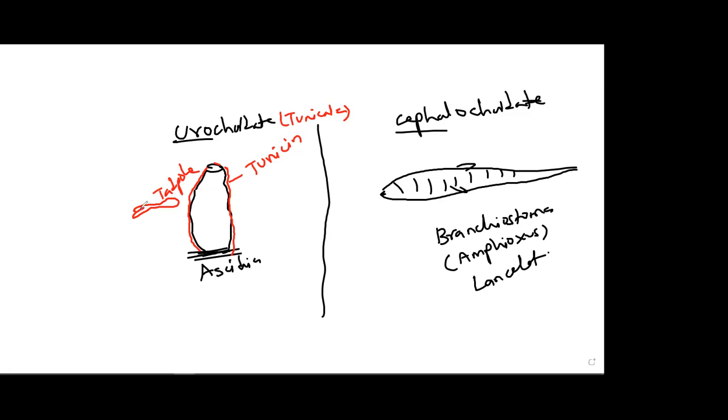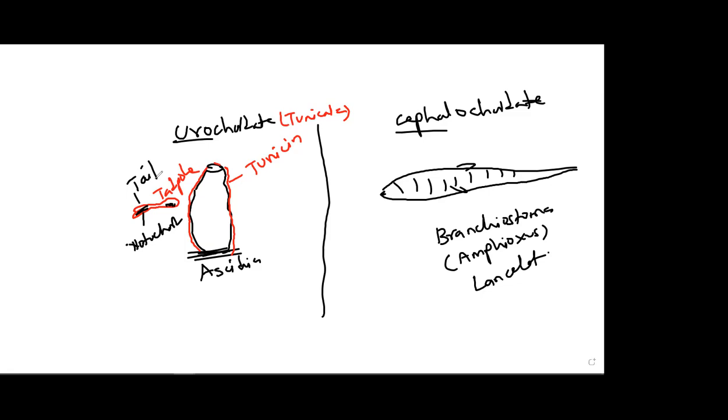See, in the larval stage, we can find gill slits, nerve cord, but notochord is confined only to the tail region. Very, very important. Notochord is found only in the tail of the larva. Hence the name given is Uro. What is Uro? Uro means tail. Chorda means notochord. As the notochord is confined only to the tail of the larva, the name given is Urochordate.